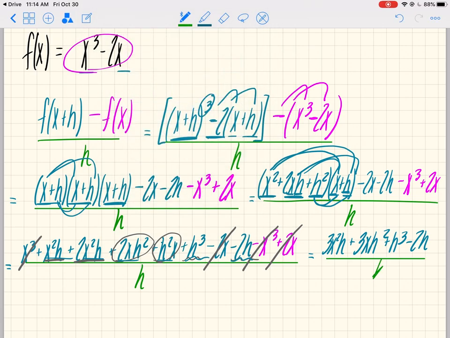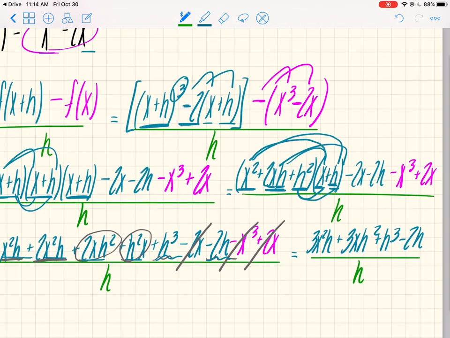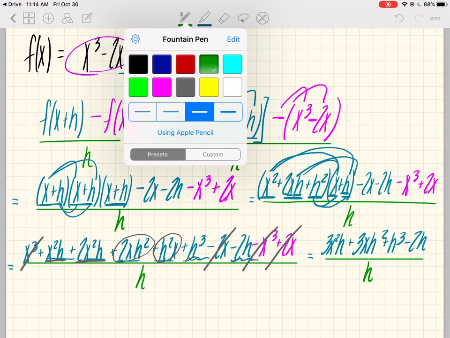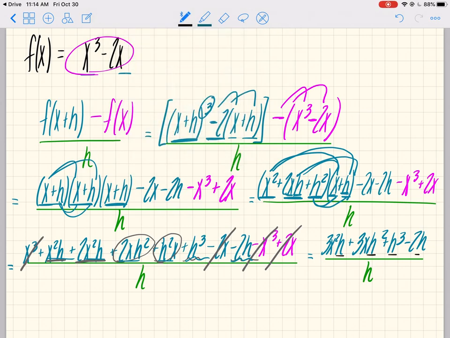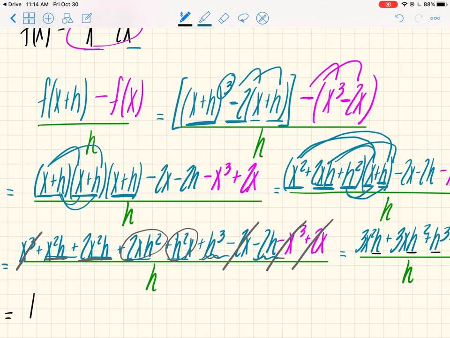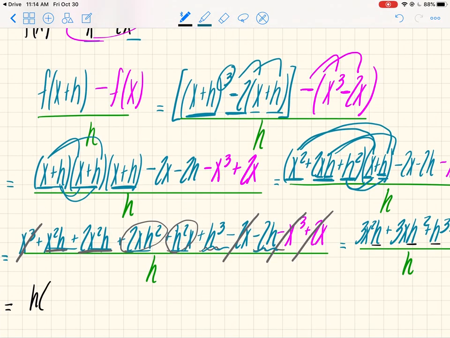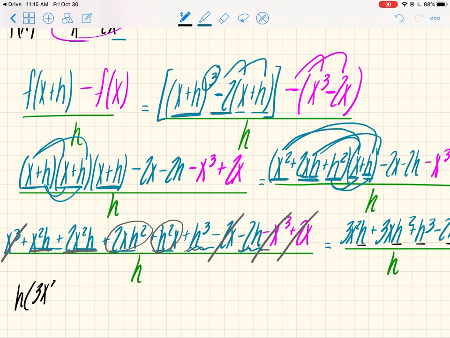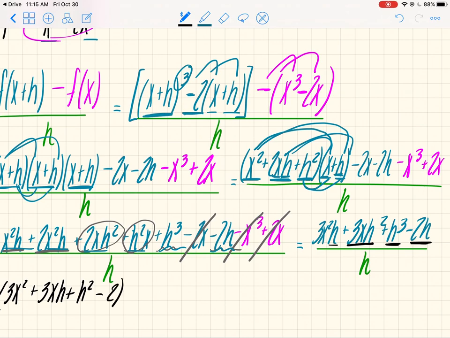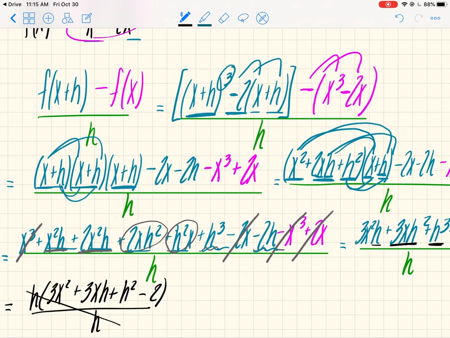All right, so we did that. That's the hardest part. Now that we've got the numerator, we check to make sure every single term has an h value in it, which it does, and then we factor that out. So we're going to write the h out in front. When we divide that out, we get 3x squared plus 3xh squared divided by h is 3xh plus h cubed divided by h is h squared minus 2h divided by h is just a 2. And then all of that is divided by h. So we divide the h's out, and we are left with 3x squared plus 3xh plus h squared minus 2.